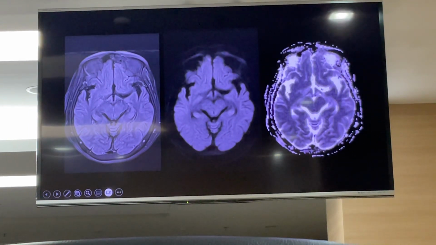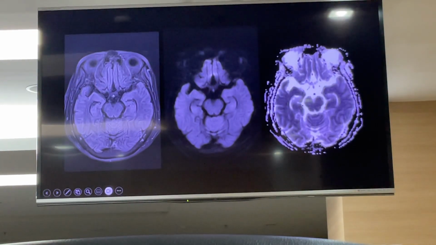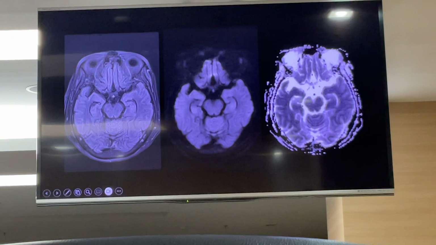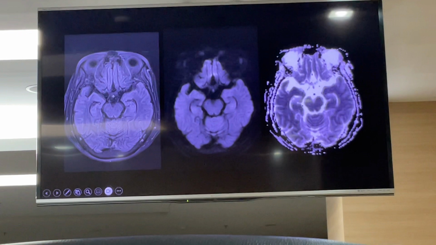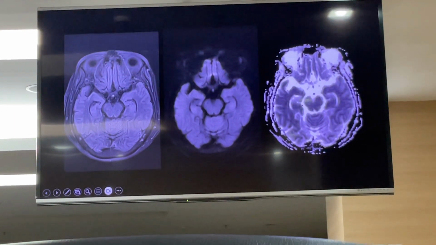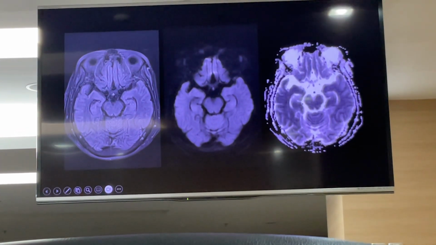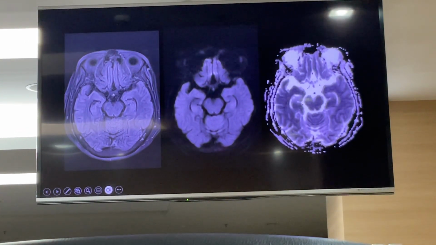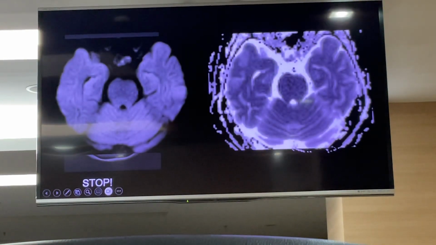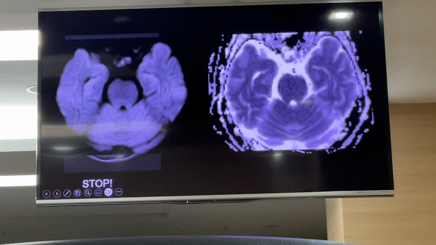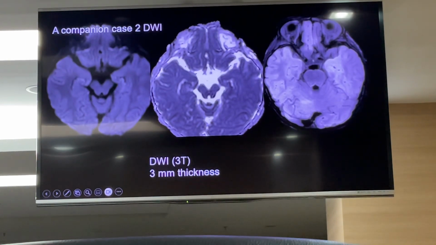Because we didn't see this lesion on the first scan, but obviously see it on the second scan at a different hospital. It doesn't mean that the first hospital has a poor scanner, but I think this patient was getting worse. That's why they got a scan for follow-up, so the lesion popped up. Okay, because it's 1.5T, this lesion is very subtle. So the patient was diagnosed with encephalitis.